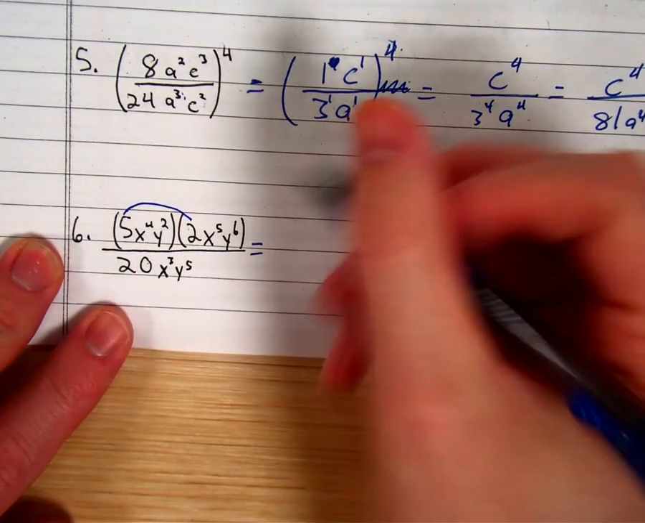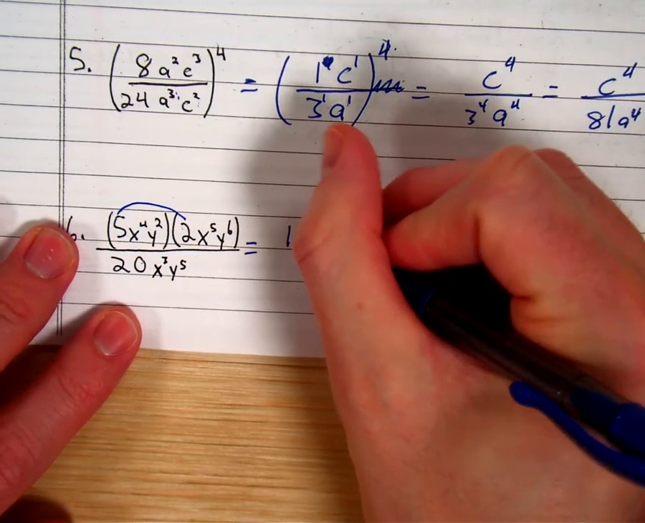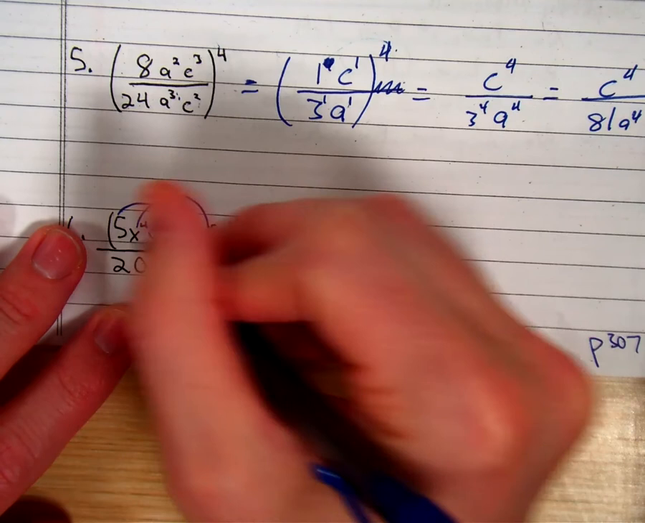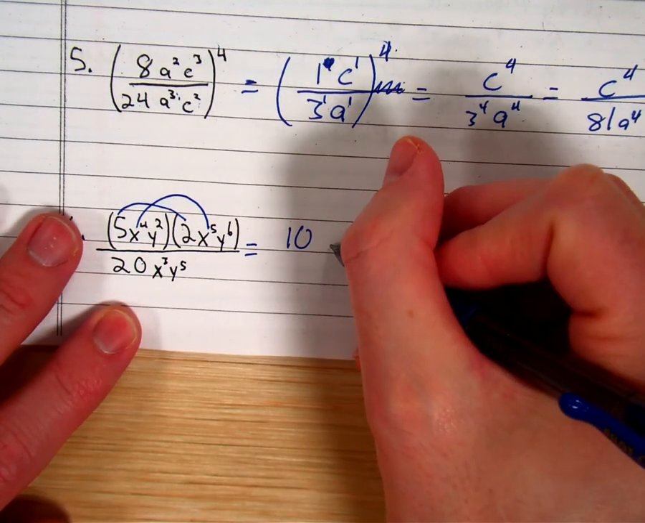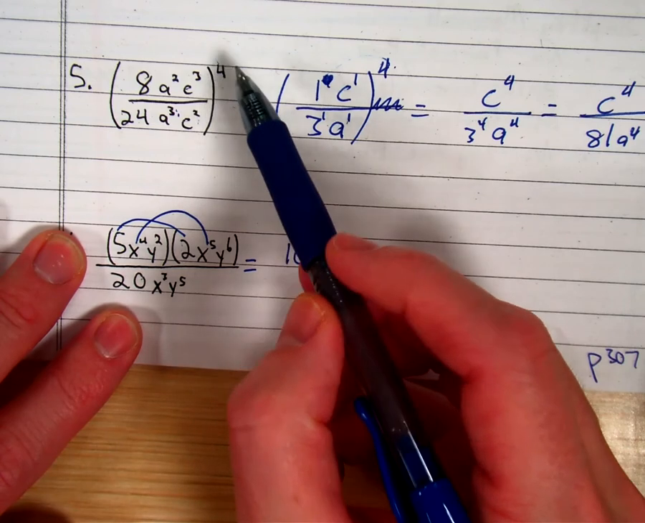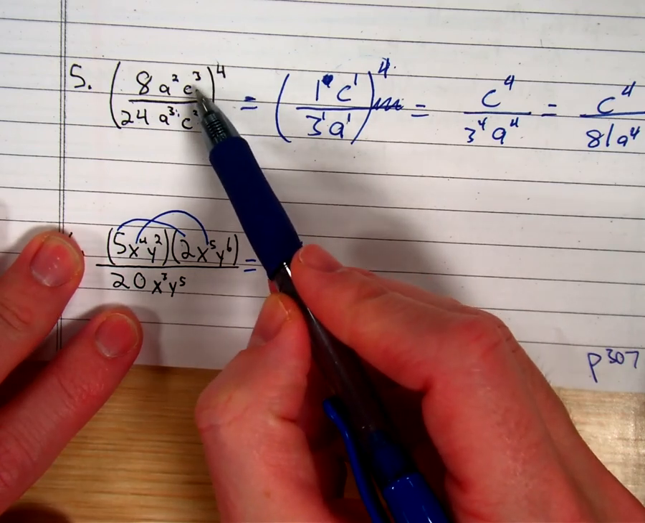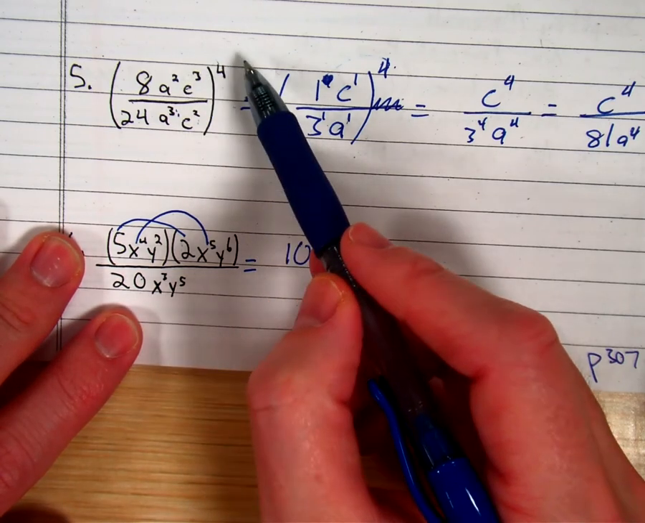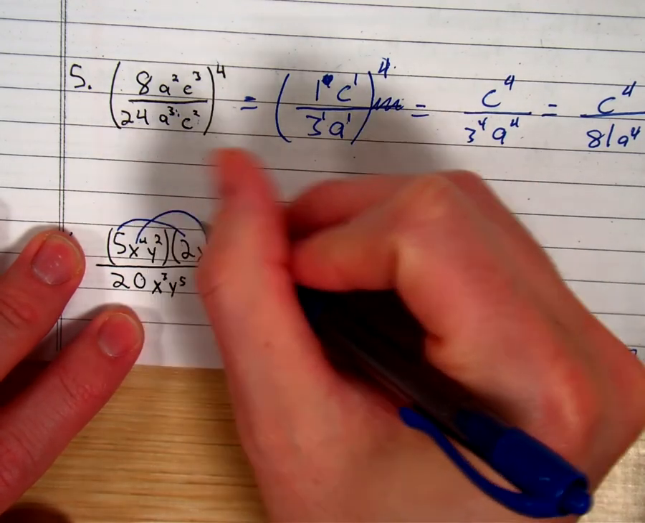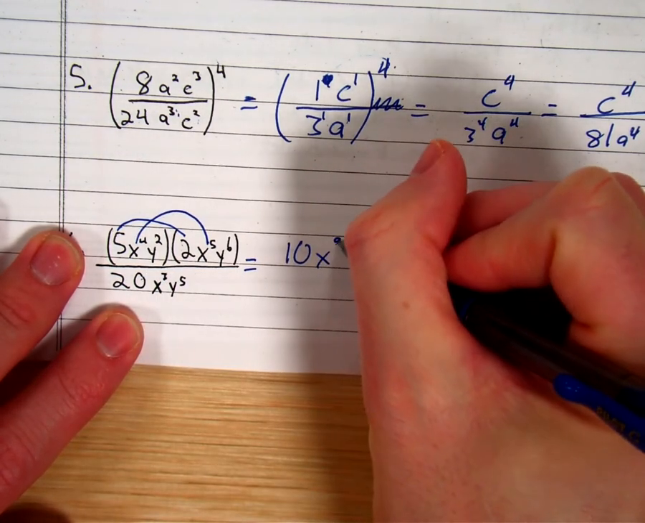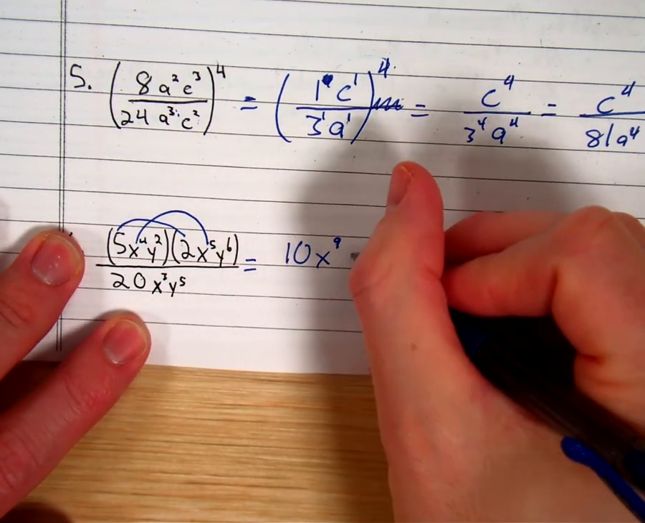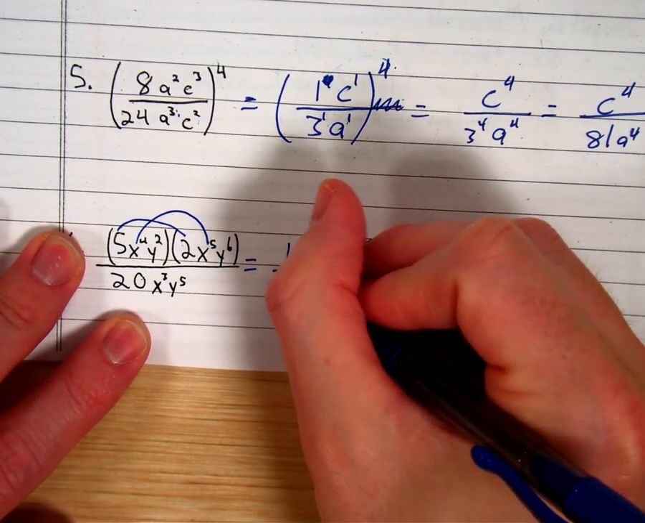So numbers times numbers, 5 times 2 is 10 on the top, x to the 4th times x to the 5th. When we multiply two things, we get to add their exponents. The only time we multiply exponents is when it was like on number 5, power parentheses power. Here that's not the case, so we're just adding. 4 plus 5 is x to the 9th. Y squared times y to the 6th is y to the 8th on top there.